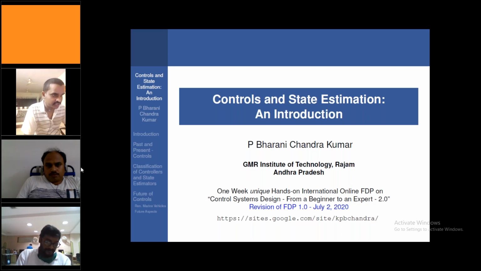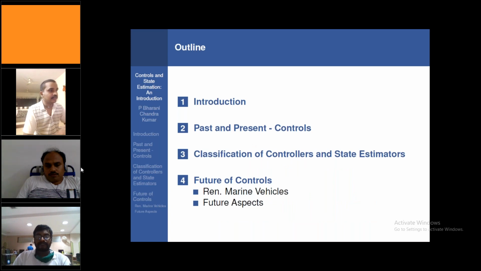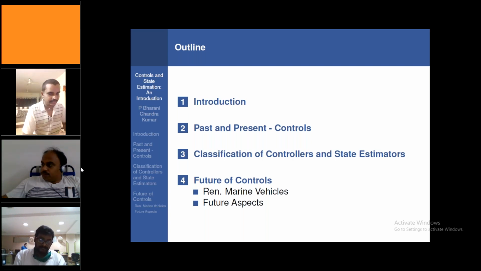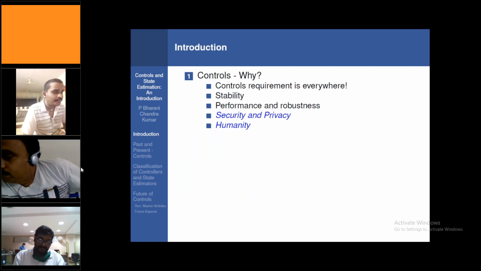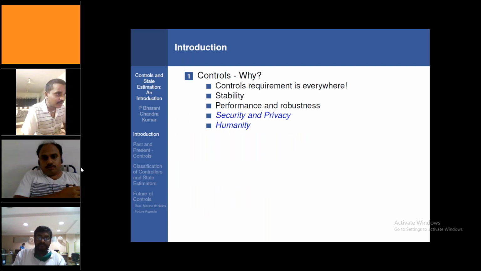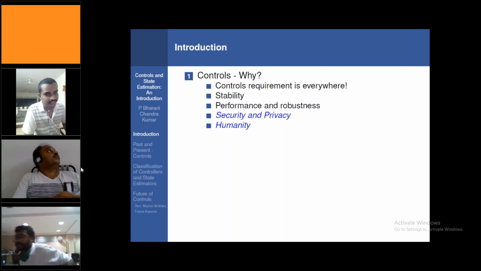So we will go directly to the outline. This is the outline of the lecture. I'll be telling you briefly about the control systems. What is a control system? And what are the past and present control systems? What is the classification of controllers and state estimation? What is the future of controls, and so on? For those who have already attended my FDPs or my talks, this is a kind of revision for you. I will be discussing the same things.